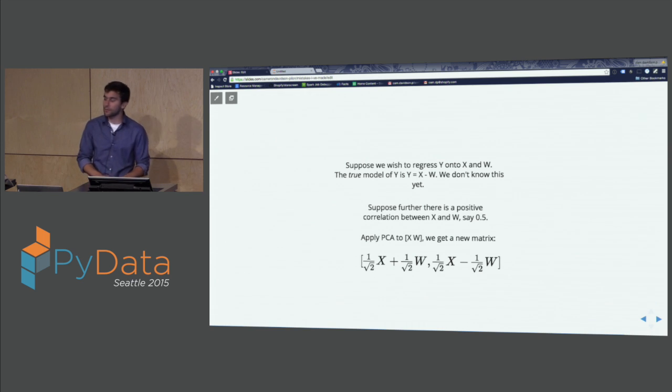Suppose we wish to regress y onto x and w. Suppose the true model of y is x minus w, but we don't know this. That's hidden from us. Nature created that, and we want to infer it. Furthermore, suppose there is a positive correlation between x and w, say 0.5. So I apply PCA to the matrix xw, and I get this new matrix. I'm not going to read it, but that's what PCA does here.